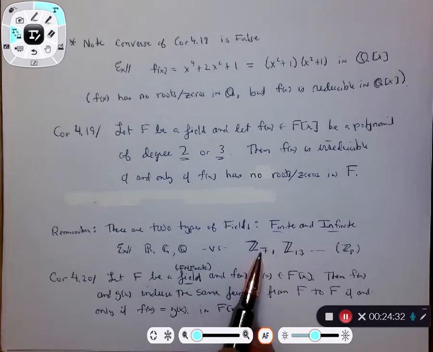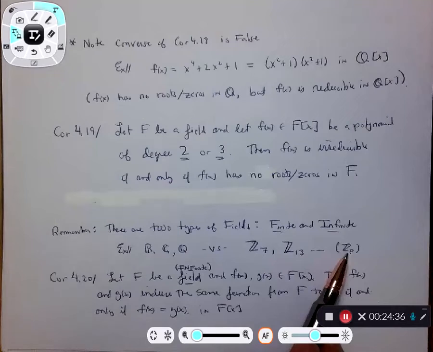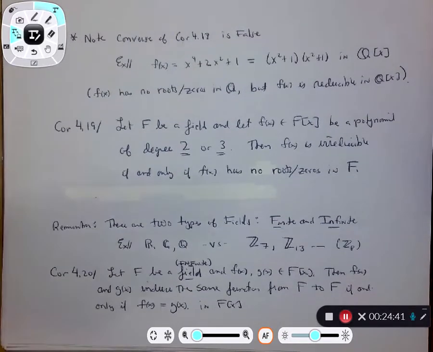That would be things like Z7, Z13, Z mod p. As long as you're modding out by a prime in the arithmetic properties of modular arithmetic, Z mod p, Z mod a prime, will always be a field. You mod out by a prime, you always get a field in the wonderful world of modular arithmetic.